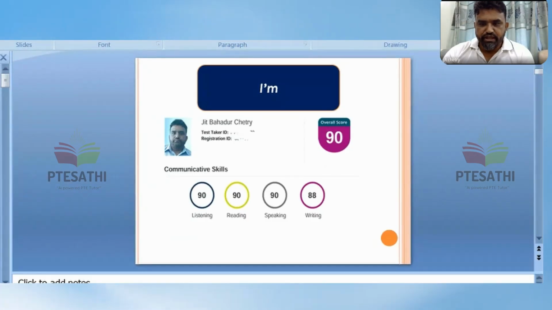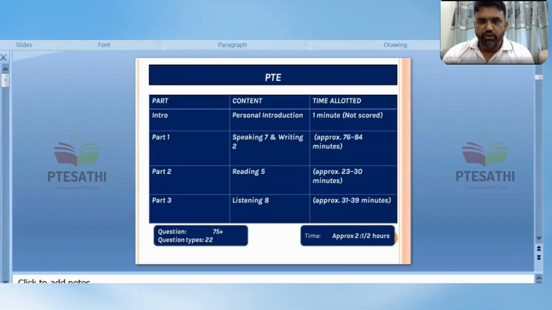I am sure that you are pretty aware about the test, but still I'm going through this. As you can see on your screen, the test has become slightly lengthier. It will be lasting more than 2 hours. And within that more than 2 hours, you'll be answering more than 75 questions. There would be 22 different types of questions. In fact, there are 2 new questions which are recently introduced.